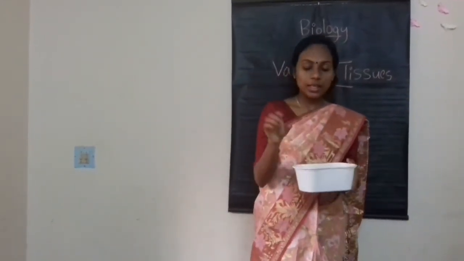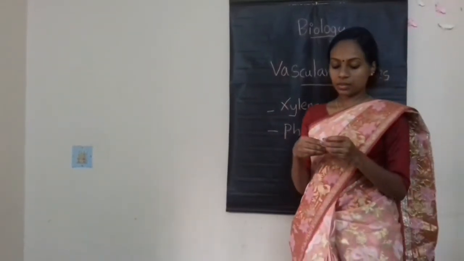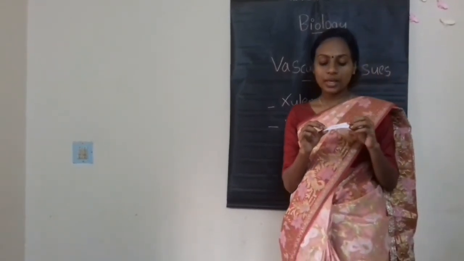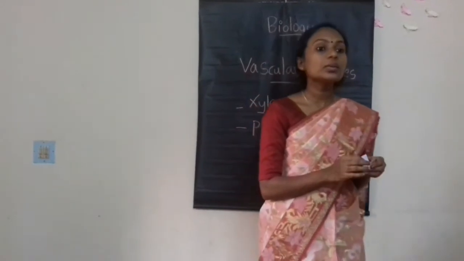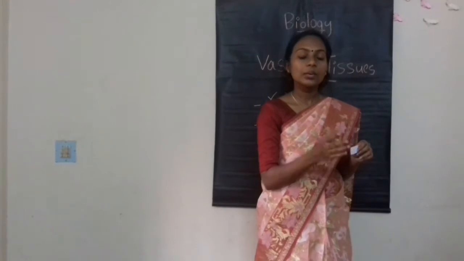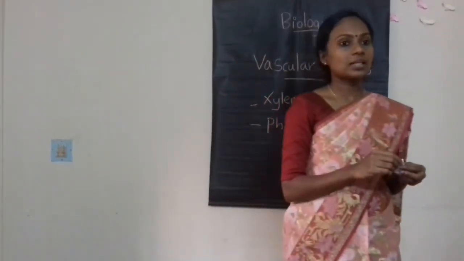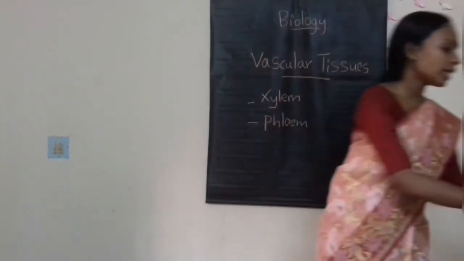Now, I'm going to take the first lot. The first is xylem. You must frame a question and the answer for that question should be xylem. Who is going to say the first question? Okay, name the vascular tissue that contains water and minerals in plants. The answer is xylem. Is that clear? Okay. We can take the next lot.